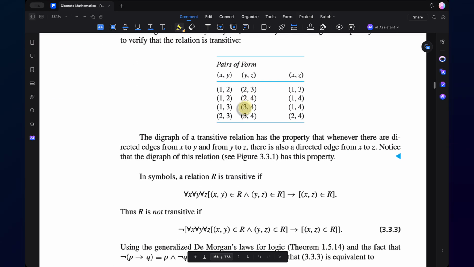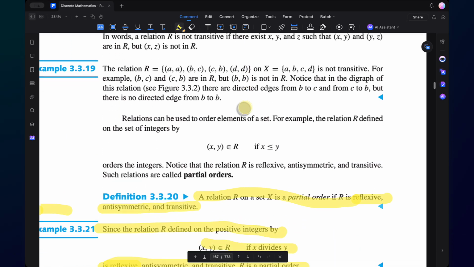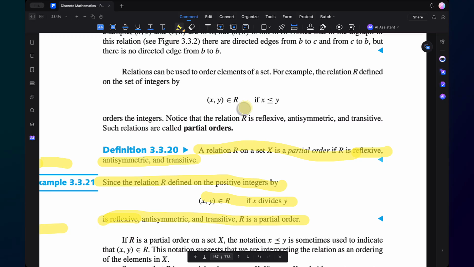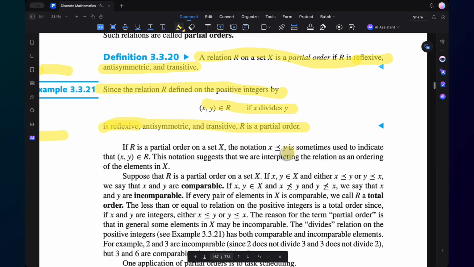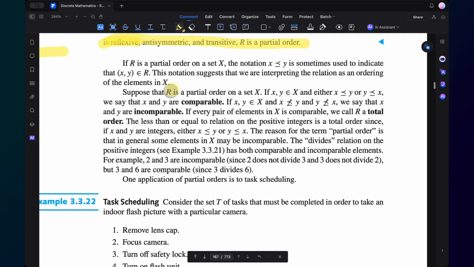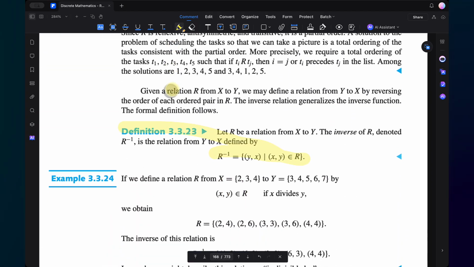All right, let's take a look at this last thing here, the definition of a partial order, okay? So a relation R on a set X is a partial order if R is reflexive, antisymmetric, and transitive. All right, and that's the idea of a partial order, okay? I'll let you go through the rest of the examples, but get familiar with the definitions, right? And here's our last one, I guess.